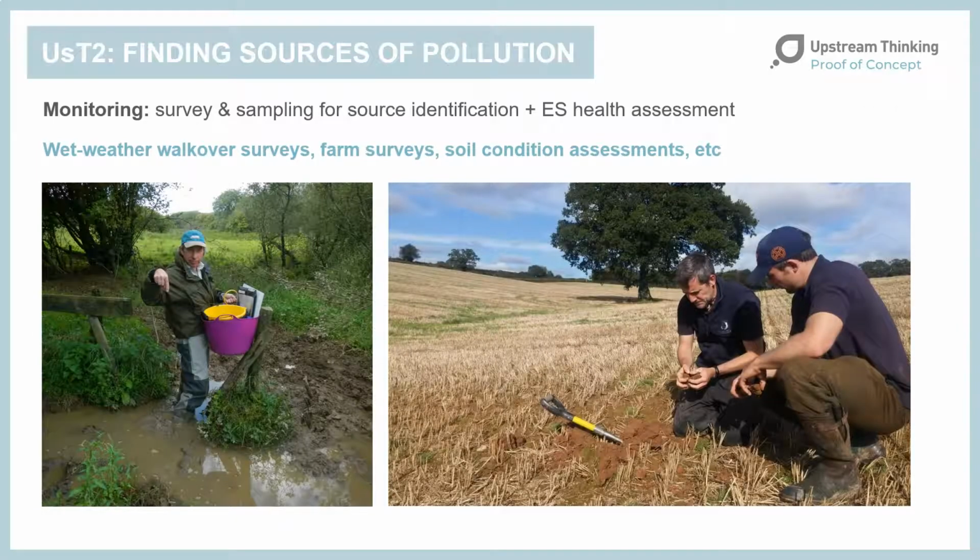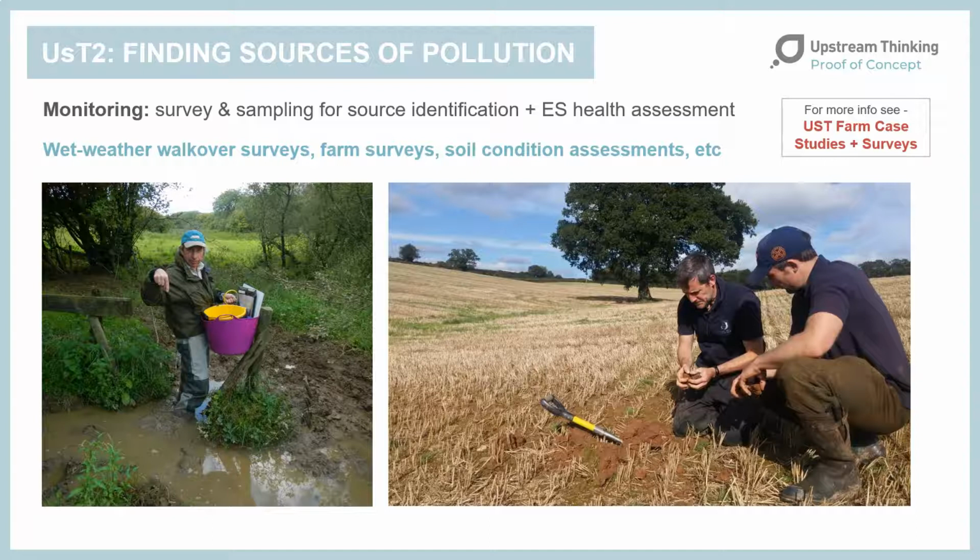So the final thing in terms of monitoring, and possibly the finest spatial scale, but one of the most effective ways of doing it, is actually to have boots on the ground, farm advisors and monitoring team out in the landscape, assessing the health of the landscape, assessing the health of the natural capital features such as soils particularly. We have delivered a whole programme of wet weather walkover surveys, farm surveys, soil condition assessments, mainly led by the farm advisors but also supported by the monitoring team, and this really is the best way of finding pollution sources at the finest possible scale.